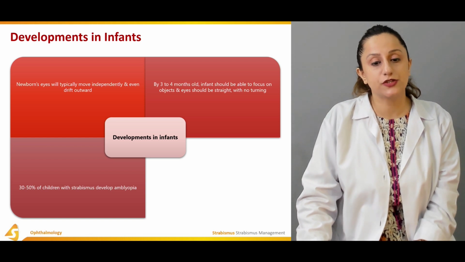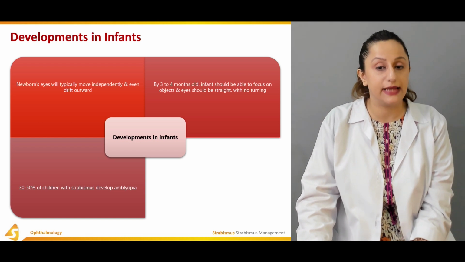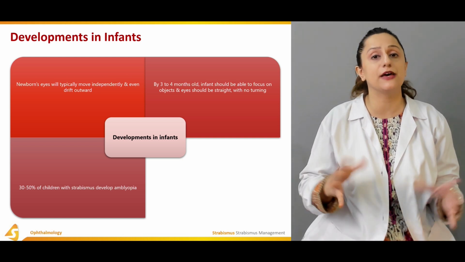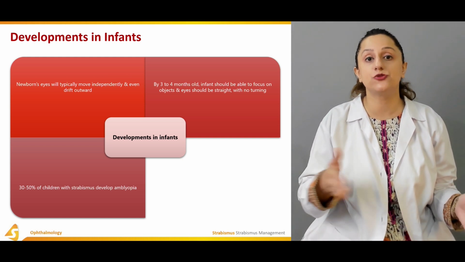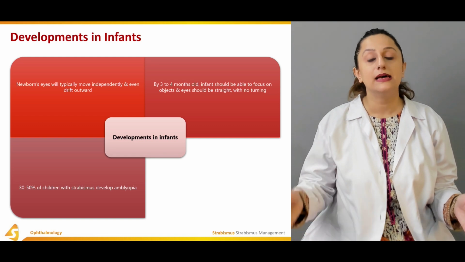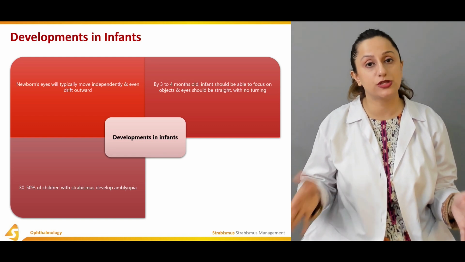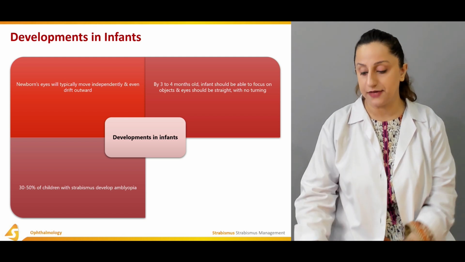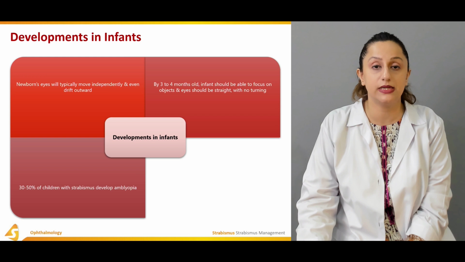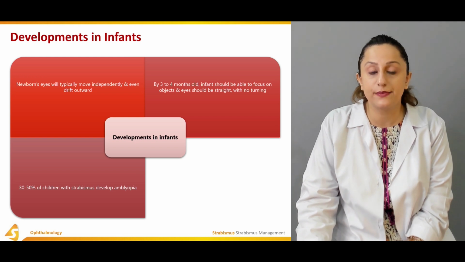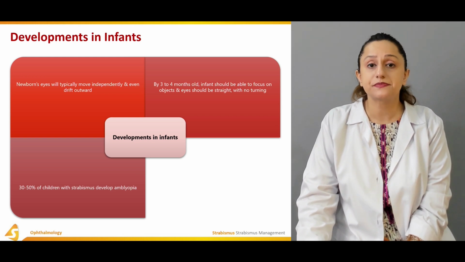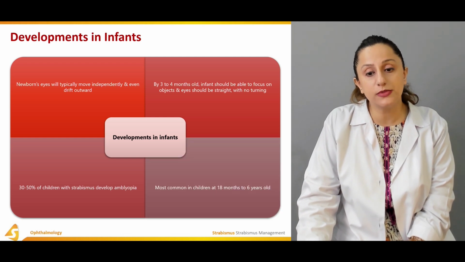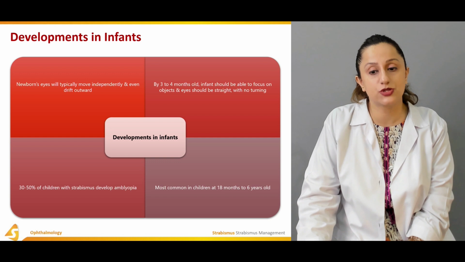30 to 50% of the children with strabismus develop amblyopia. So it's again very important to keep in mind that if the strabismus is left untreated, it can develop into amblyopia, which is basically the poor development of vision in early childhood or in the early stages of life, which can again be very devastating for the child because it can result in refractive errors which are high enough. So it is most common in children at 18 months to 6 years old.